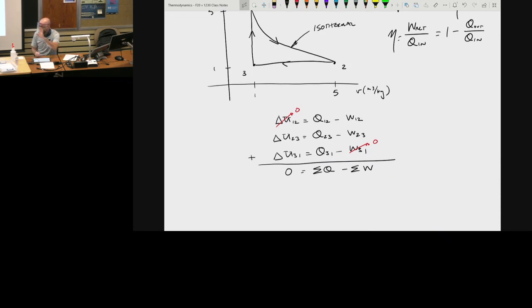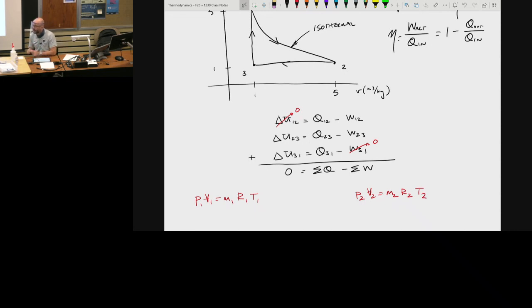We know it's an ideal gas. So let me write the ideal gas equation for state 1 and state 2. Okay? I know that pressure 1 times volume 1 is equal to mass 1 times R1 times T1. And I know that pressure 2 times volume 2 is equal to mass 2 times R2 times T2.